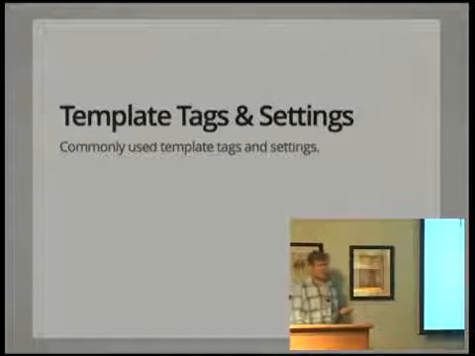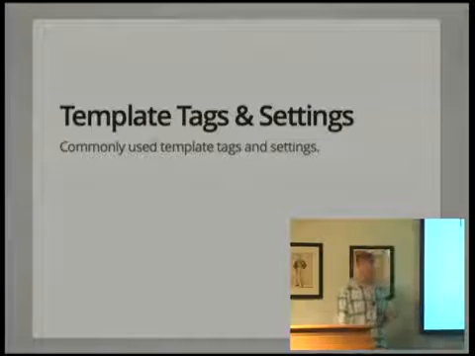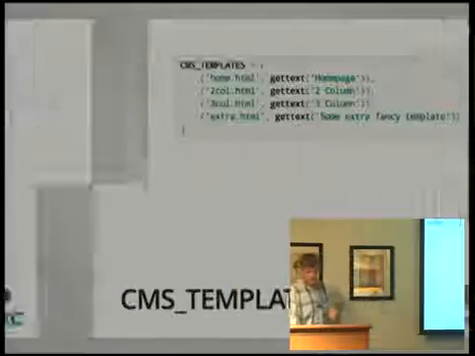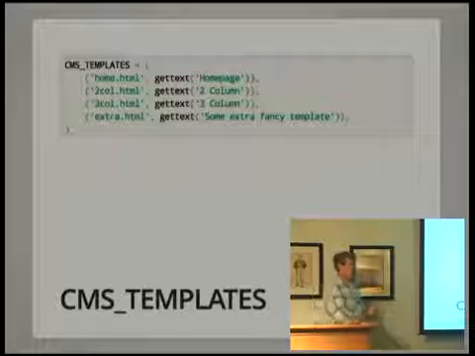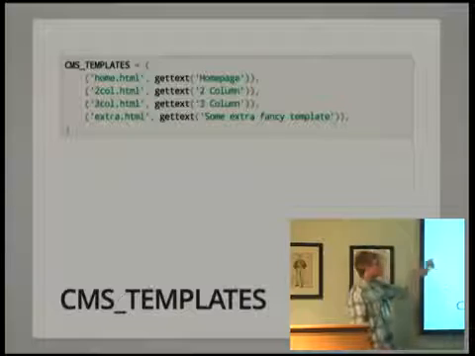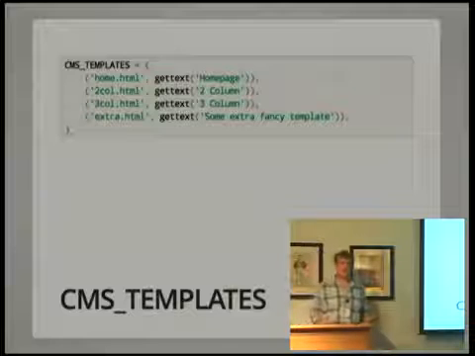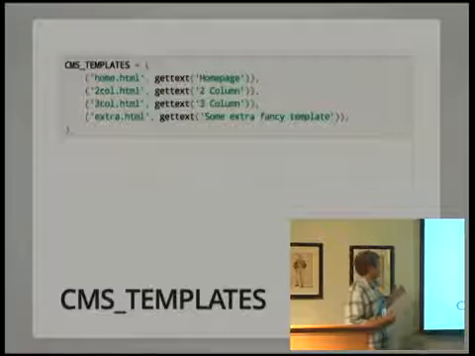So now let's go through some of the different template tags, settings, and things you'd need to make django-cms run. Once you've created your templates, you've got to let it know what your templates are. That's what CMS_TEMPLATES is for, and all this stuff goes in your settings.py if you're familiar with Django. This assumes a little bit of familiarity with Django. So you're just defining it.